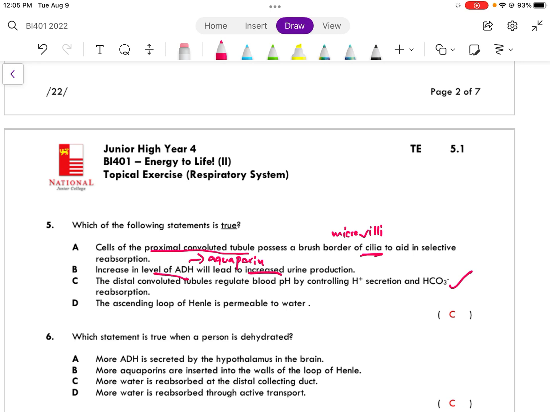D, the ascending loop of Henle is permeable to water. This is not true. It's permeable to solutes, like the salts, but not to water. It is the descending loop of Henle that is permeable mostly to water. And that's one of its adaptations. Therefore, our best answer is C.